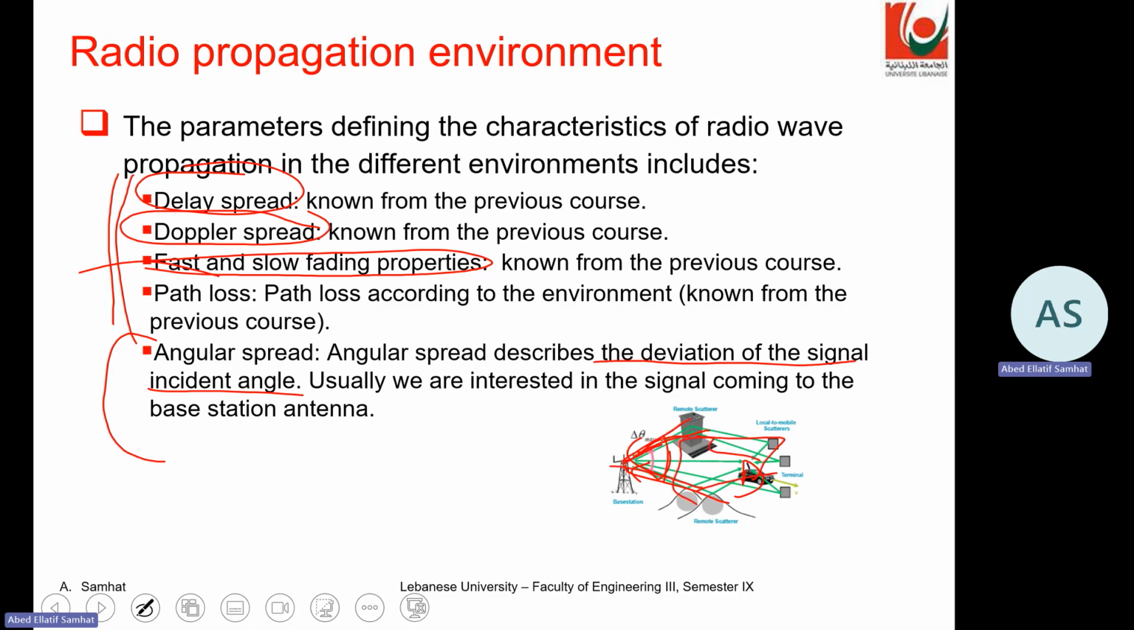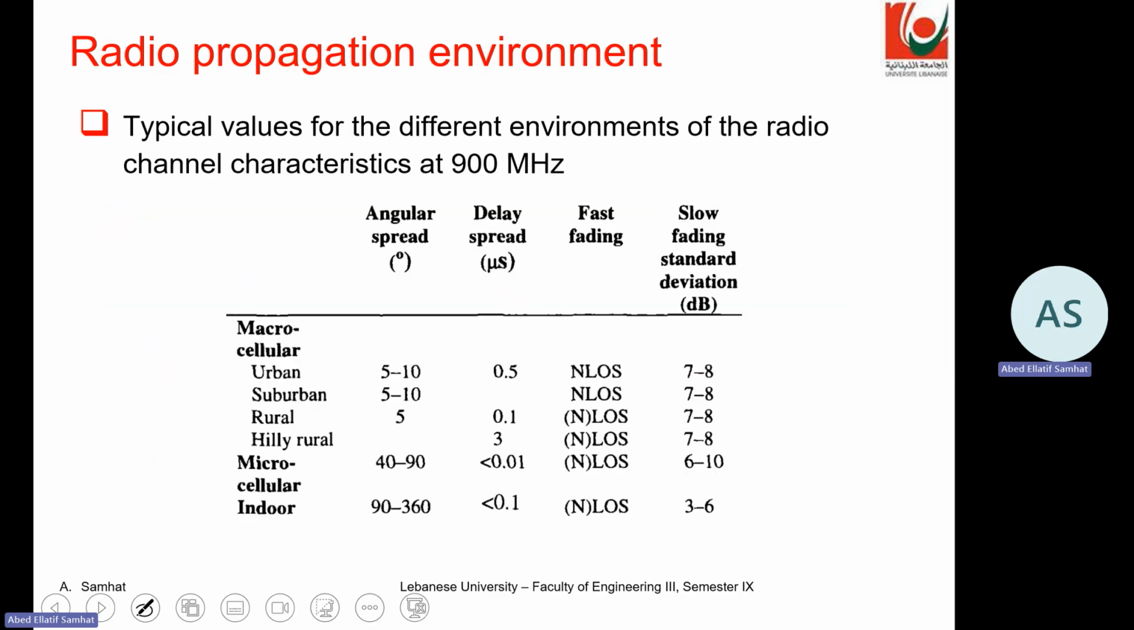So here we have the angle deviation, and those are the deviation at the receiver, at the base station receiver, between the signal coming from the different copy of the same symbols. Okay. So here we can see also typical value for different environment of the radio characteristic channel, and you can see, for example, for macro cell in urban or suburban, the angle spread is between 5 and 10.